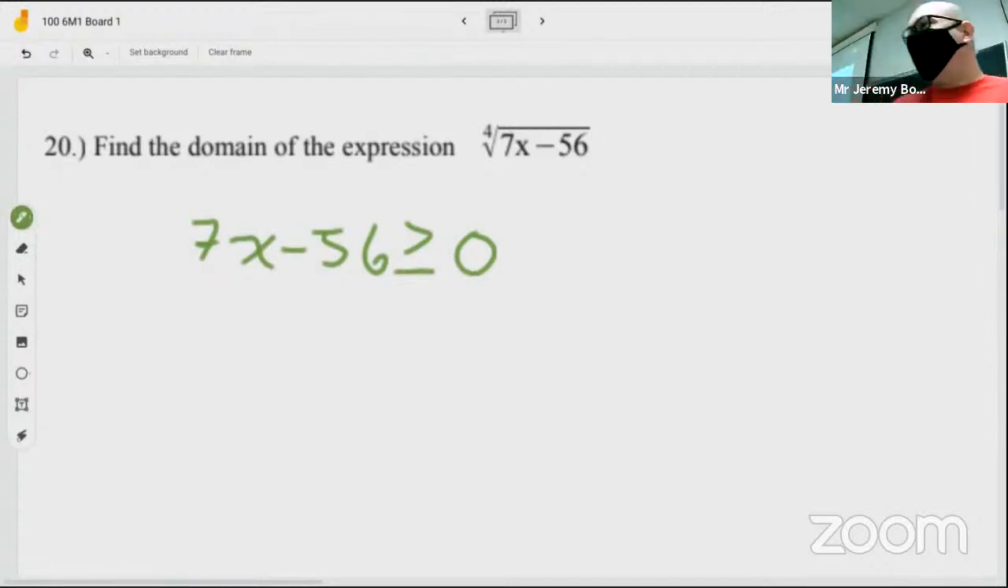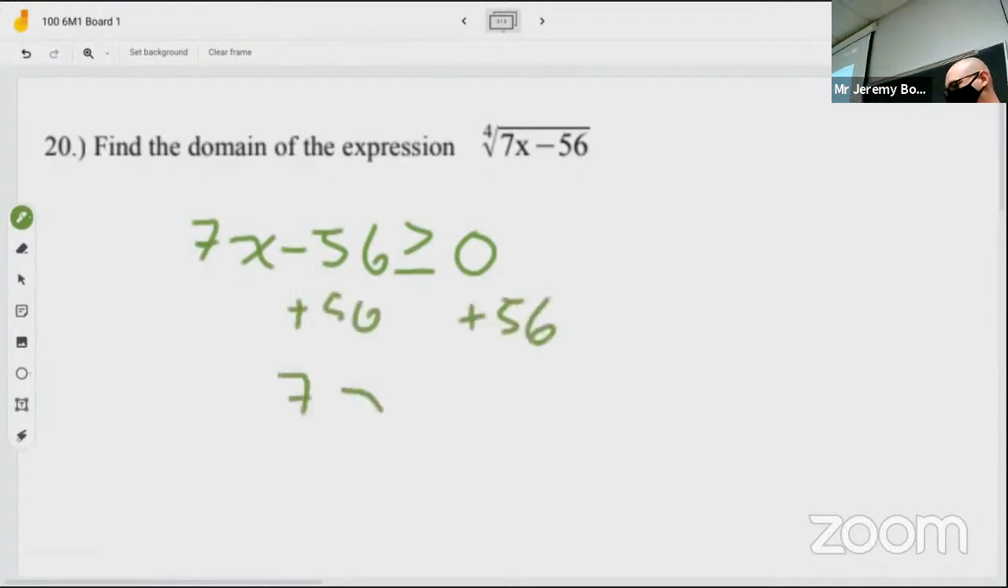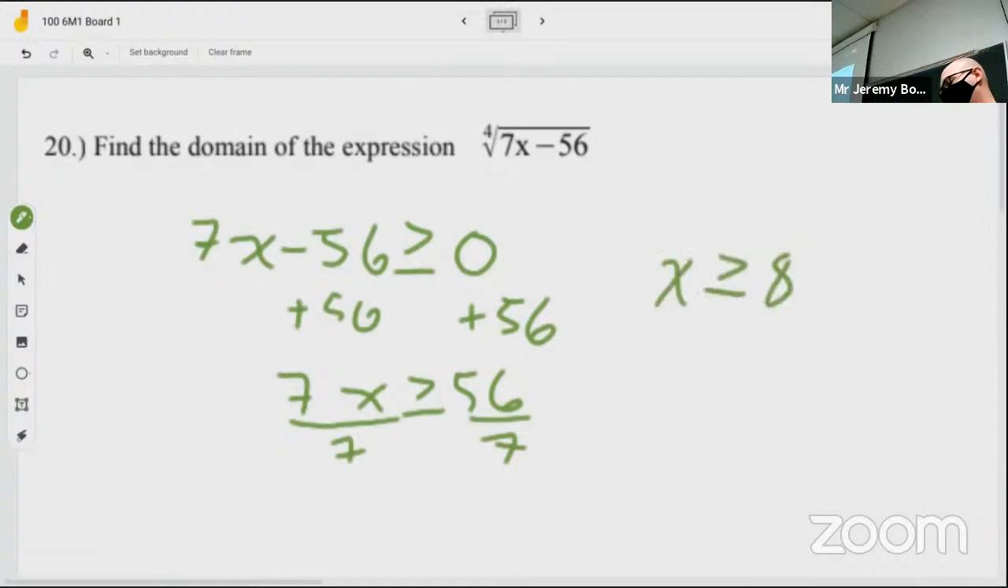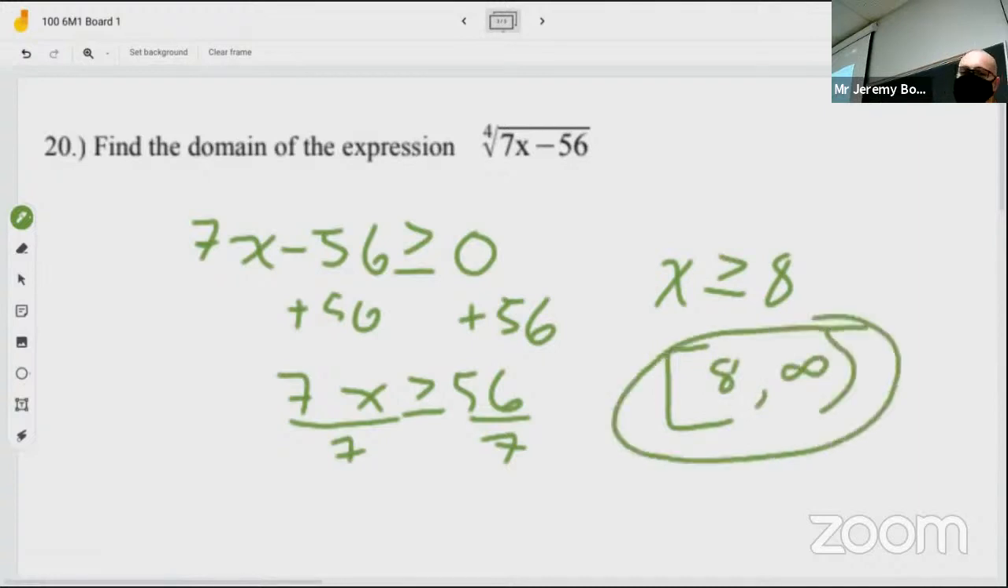And so we just need to solve that. Add 56 to both sides. 7x is going to be greater than or equal to 56. Divided by 7. We're dividing by positive, so our inequality relationship will remain the same. X is going to be greater than or equal to 8. And so my domain for x for that expression is 8 to infinity with a bracket on 8.